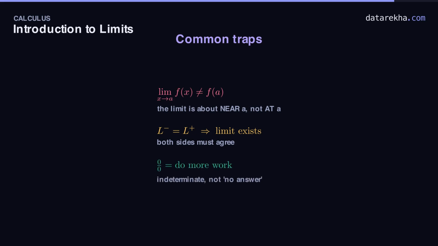Trap 3. Giving up at 0 over 0. That's an indeterminate form, a signal to factor and cancel, not a dead end. There's almost always a real answer hiding underneath. And trap 4. Treating infinity as a number. Writing a limit equals infinity just says the values grow without bound. There's no finite answer, and 1 over 0 stays undefined.